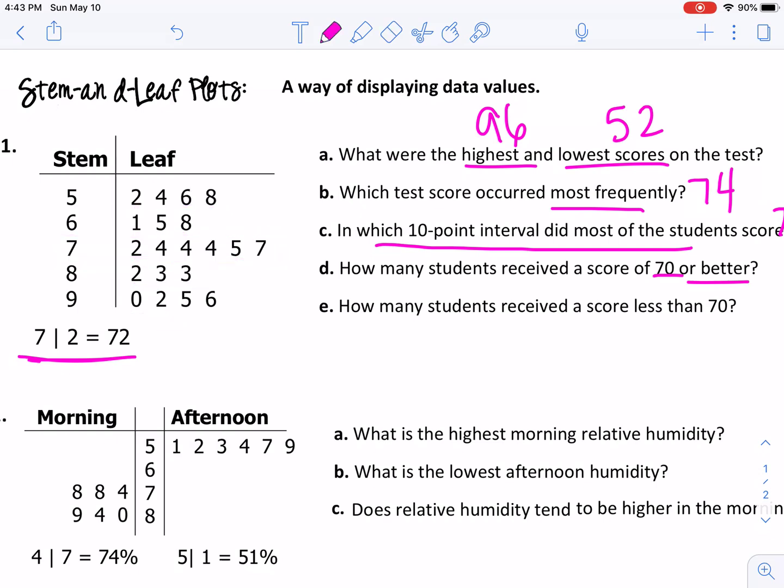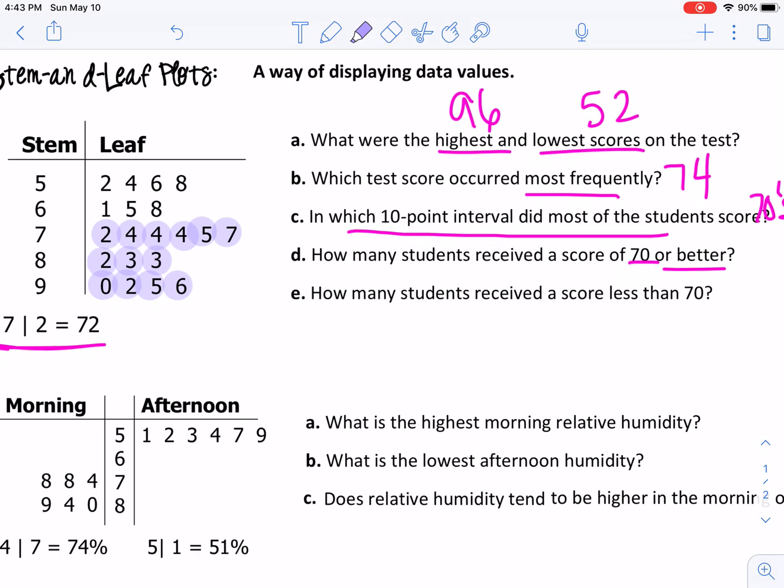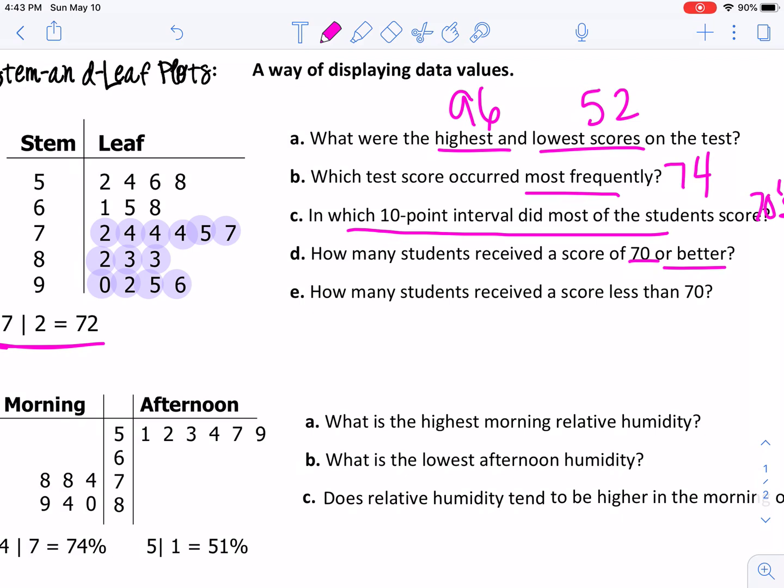How many students received a score of 70 or better? So again, we're going to go back to our stem and leaf plot, and I'm going to take a look. 70 or better. Well, all of these scored 70 or better. So I just need to count every single leaf. And if I count that up, that should be 13. 13 students.